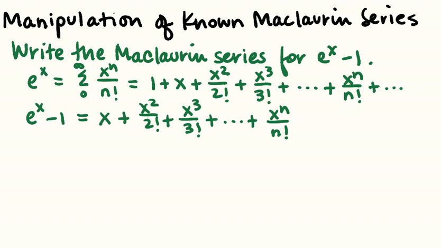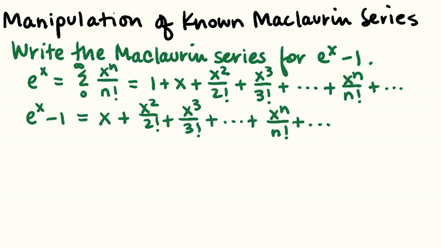All right, there you go. So we know that e to the x is 1 plus x plus x squared over 2 factorial, x to the 3 over 3 factorial, x to the n over n factorial. And if I wanted to subtract 1, well, I would just lose that 1 at the beginning. That's all that's going to happen. I'm not losing any powers of x or anything. So I just lose that 1. So I have x plus x squared over 2 factorial plus x to the 3 over 3 factorial all the way up to x to the n over n factorial and beyond.